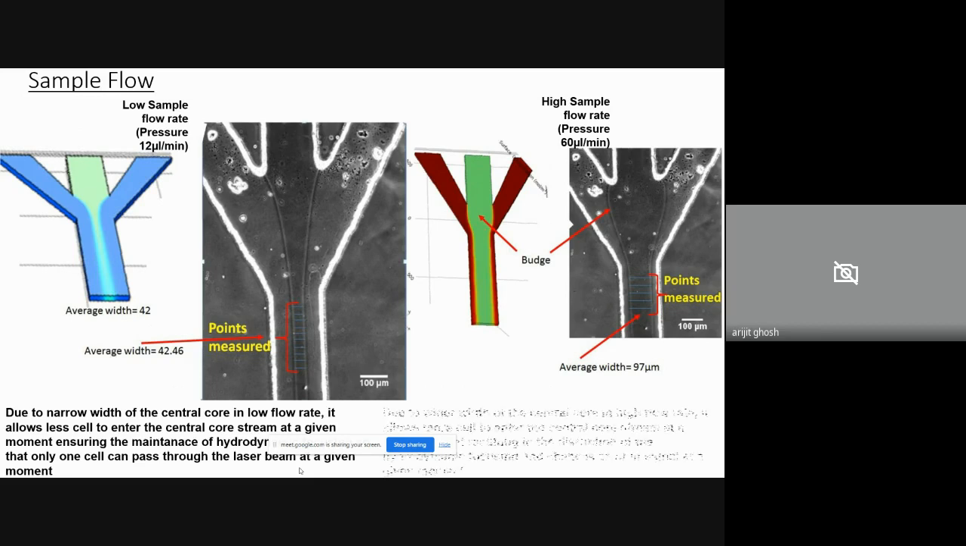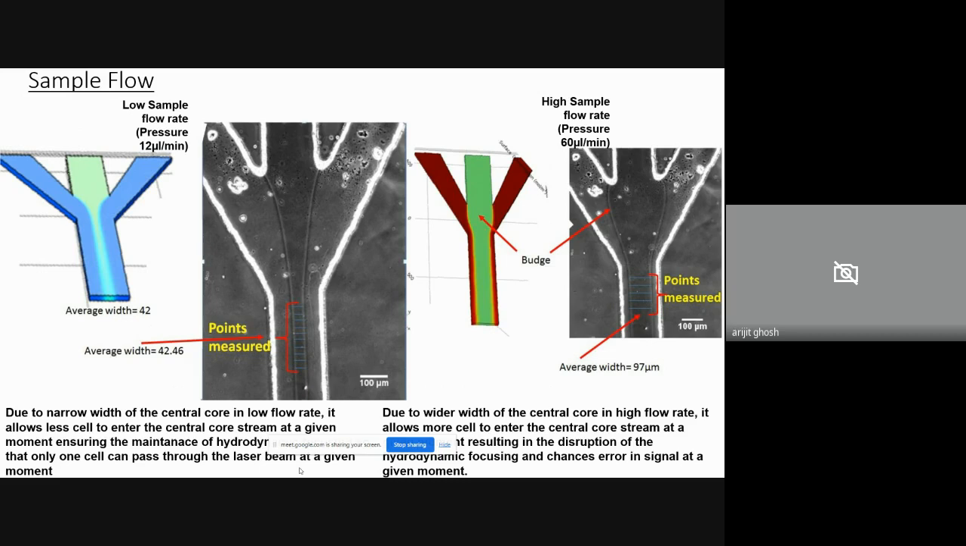In low sample flow, it is most preferable. Why? Because it maintains the hydrodynamic focusing, which is very necessary for analysis, due to which only one cell can pass through the laser beam at a given moment, so we can get the proper data.